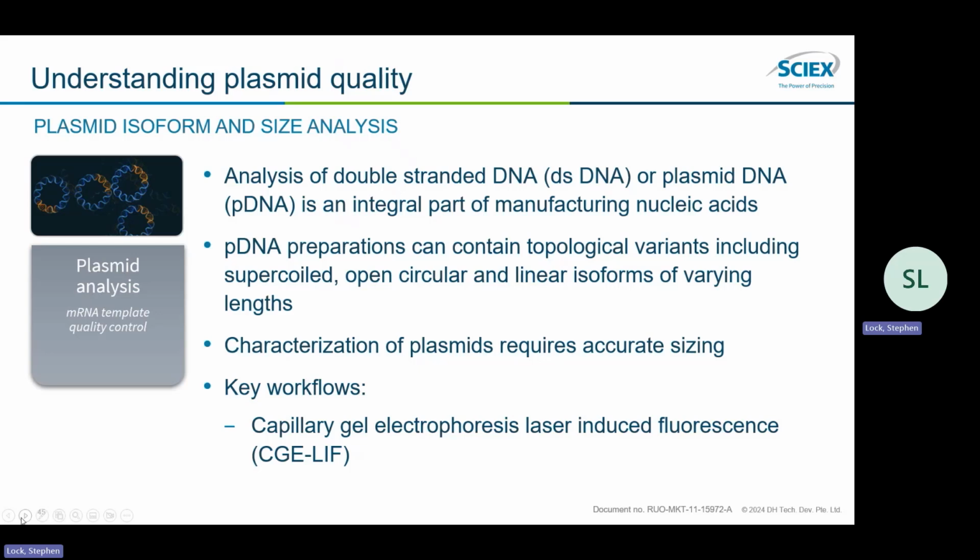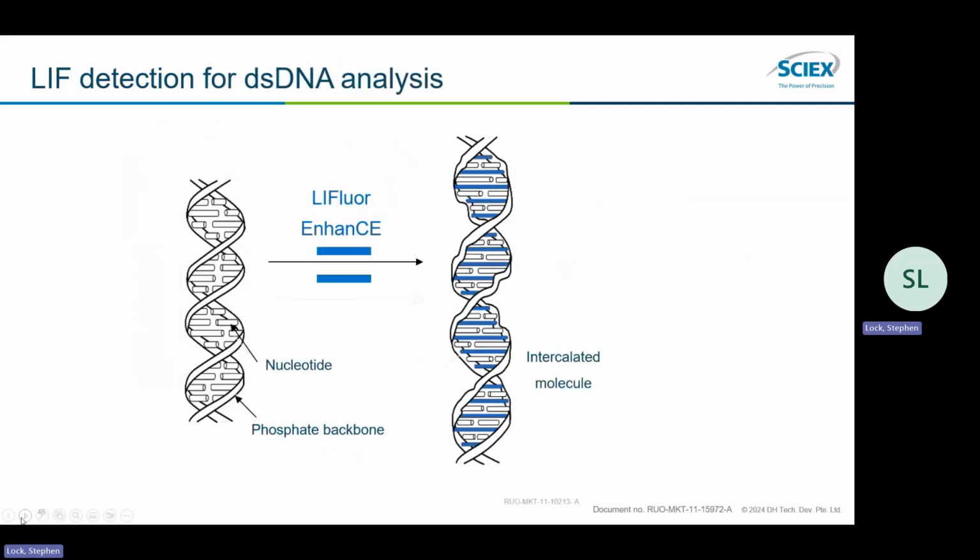And these characterizations of these levels of these variants is important, and FDA recommends that plasmids contain the majority of the supercoiled variants to be used in manufacturing of viral vectors, for example. And again, capillary gel electrophoresis can be used to look at these shape variants or topological variants.